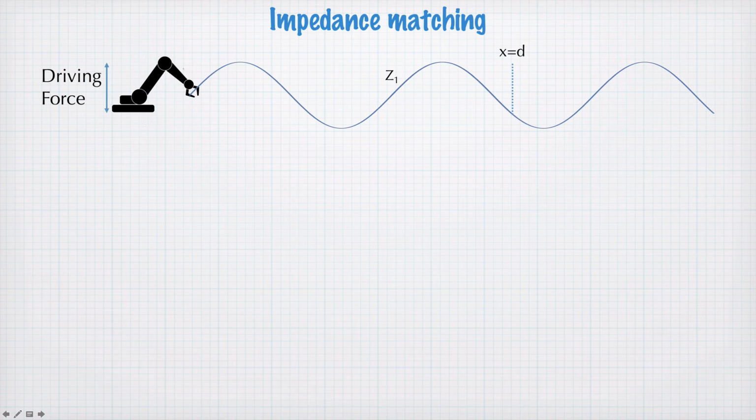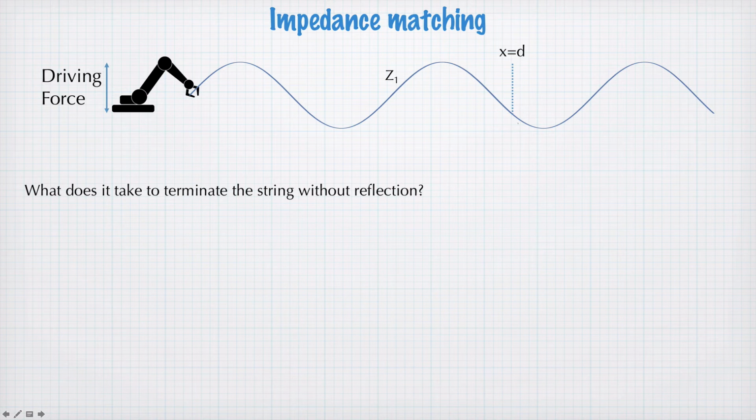Let's now consider a string which is being driven over here, and we have a wave that propagates from that drive out to positive infinity in this direction. In this case, there'll be no reflection of the wave because it just keeps propagating along the string. What if now we want to terminate the string at this point here, x equal to d, and avoid reflection? What do we have to do?